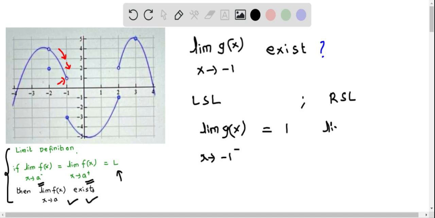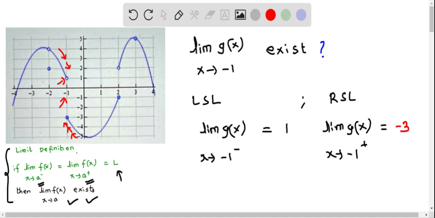This can be written as the limit of g of x as x approaches -1 from the right, which is indicated as -1 plus. We will now determine this. So this is -1, and we have to approach the graph like this. And this clearly shows that the graph is approaching -3.